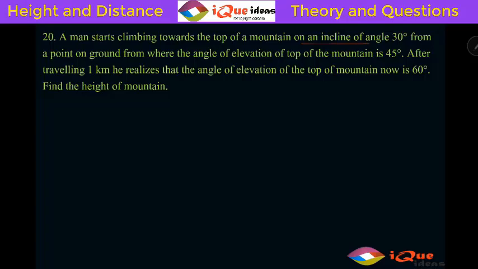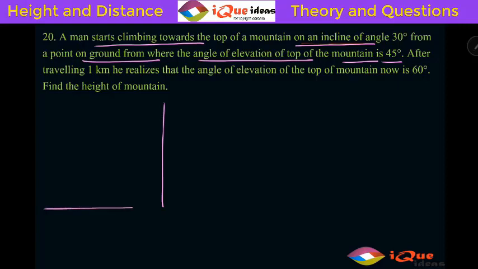Now let's take up this last question. It says a man starts climbing towards the top of the mountain on an incline of 30 degree from a point on the ground from where the angle of elevation of the top of mountain is 45 degree. Now this is a very tricky statement. It says there's a mountain, there's a ground, and man starts climbing at an incline of 30 degree, whereas from that point the angle of elevation of the top of the mountain is 45 degree.